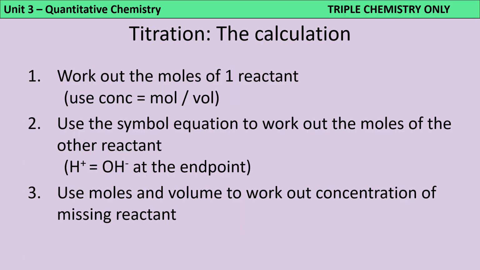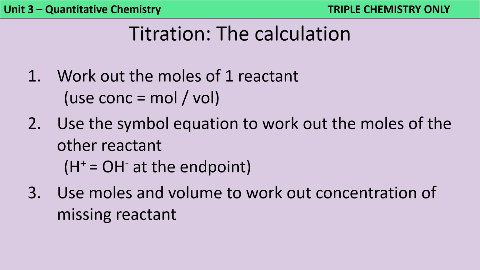To complete titration calculations, you firstly need to work out the moles of one of the reactants. So this is going to be the reactant that's been added from the burette, because that's the one that you knew the concentration of, and now you also know the volume that you've added. So you multiply together that concentration and the volume, which you've converted into decimetres cubed, to get a number of moles. You're then going to look at the symbol equation to work out the moles of the other reactant.